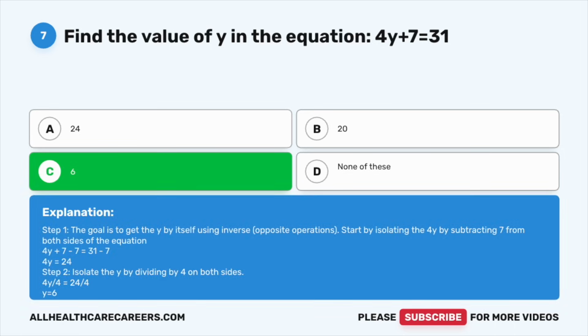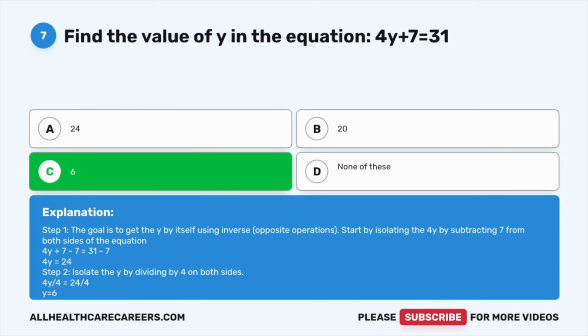Step 1. The goal is to get the y by itself using inverse opposite operations. Start by isolating the 4y by subtracting 7 from both sides of the equation. 4y plus 7 minus 7 equals 31 minus 7. 4y equals 24.